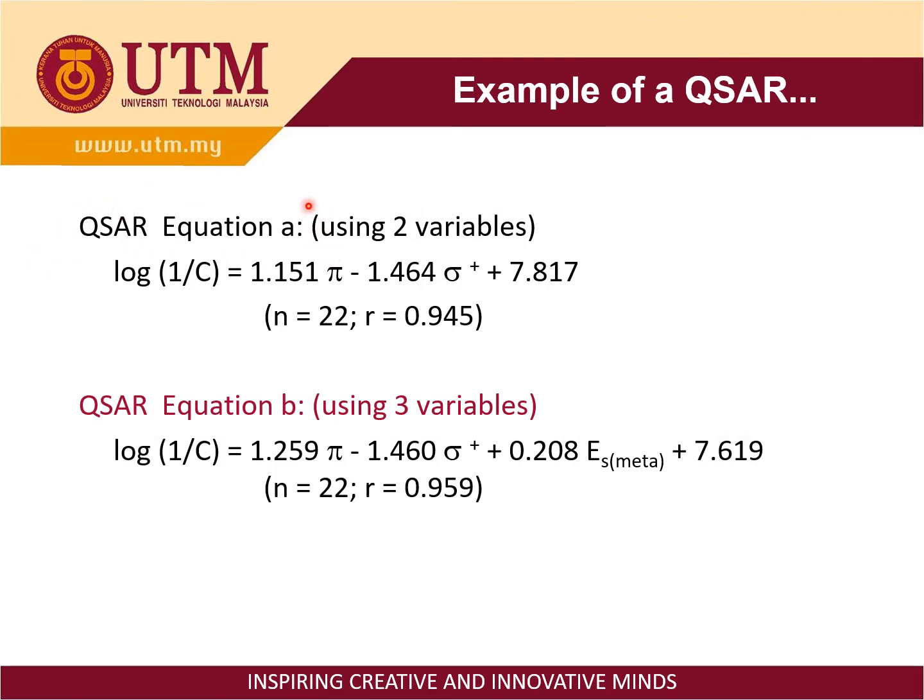Okay, so equation A, the green one, just uses 2 variables. We get log 1/C as such, and n is the number of samples, 22, and R is the regression coefficient. So R is 0.94 for equation A, and equation B, which uses 3 variables, has R of 0.959. So based on this, we can decide whether to use equation A or equation B. But from R, we see that equation B is nearer to 1, because R of 1 means perfect. So about 95% prediction comes from the 3 variables.